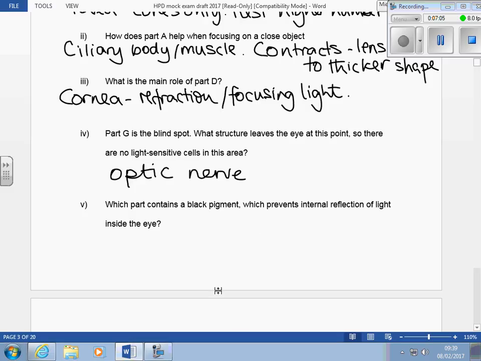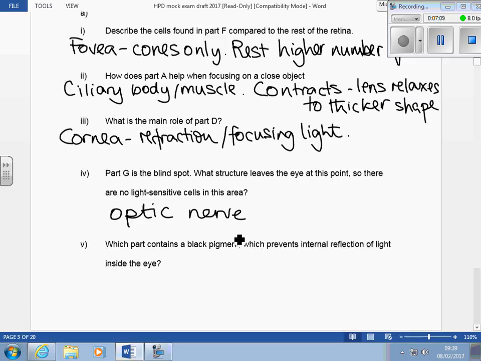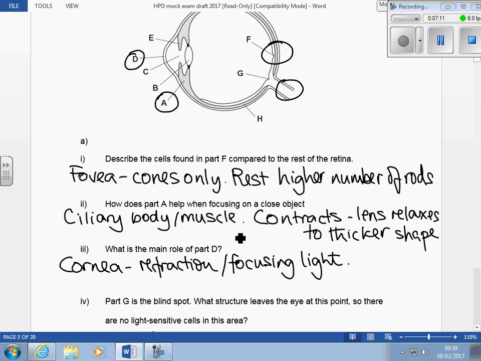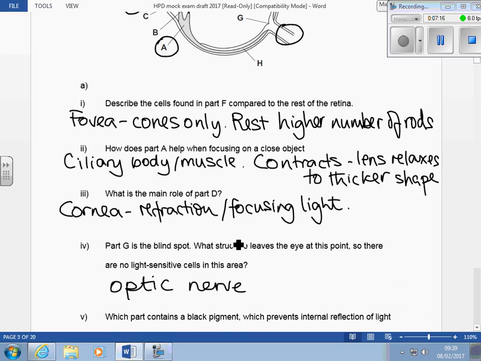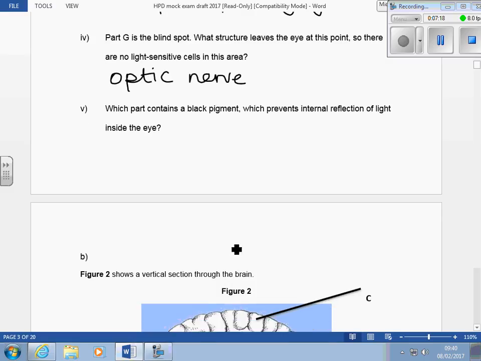And then which part contains a black pigment that prevents internal reflection of light? Well, you could give it its letter if you wanted, which is H, and it's called the choroid, yeah. Okay, that's the first bit done.